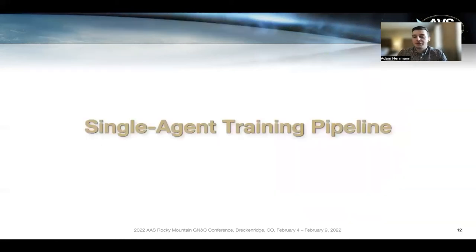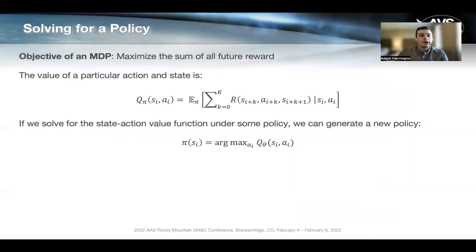Now onto the single agent training pipeline. Solving for the policy of a Markov decision process is really solving to maximize the sum of all future reward. One way of looking at this is through the state action value function, Q. This basically just represents the value of a particular state and action pair. It's the expected value, following some policy pi, of the sum of all future reward. And here in this example is just the finite horizon case.